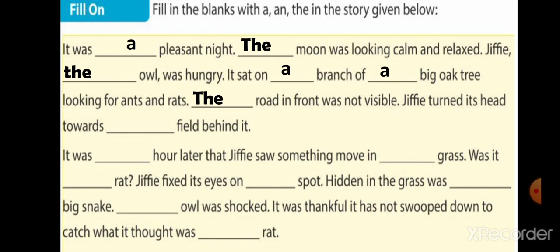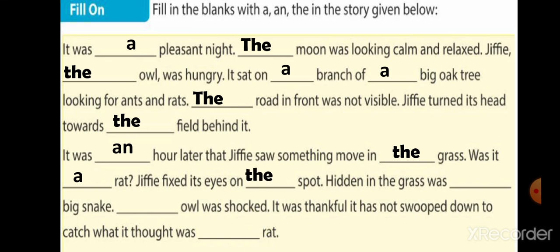Jiffy turned its head towards dash field behind it. So which article will come? The field behind it. Good. It was dash hour later that Jiffy saw something move in dash grass. It was an hour later that Jiffy saw something move in the grass. Was it dash rat? Here the rat is not specified, so a rat. Jiffy fixed its eye on the spot.